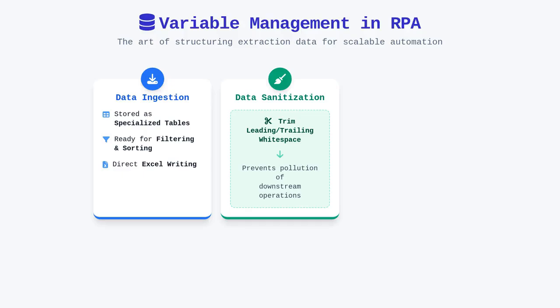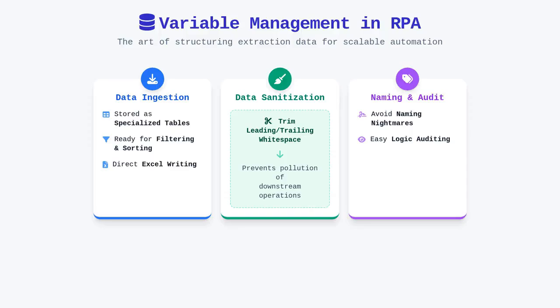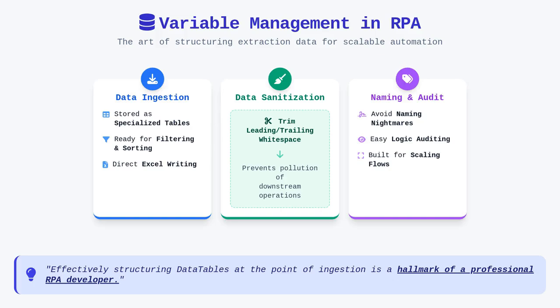Many developers overlook the importance of explicit variable naming during this phase, which leads to maintenance nightmares when scaling the flow. By consistently naming your data tables and text variables, you ensure that anyone auditing your code can follow the transformation logic from the scrape action all the way to the final export. Effectively structuring your data tables at the point of ingestion is a hallmark of a professional RPA developer.